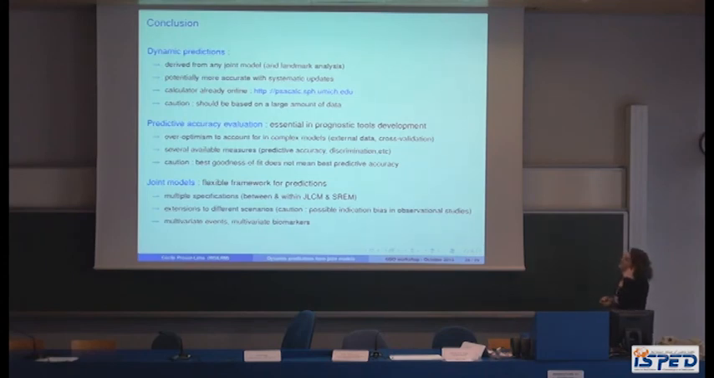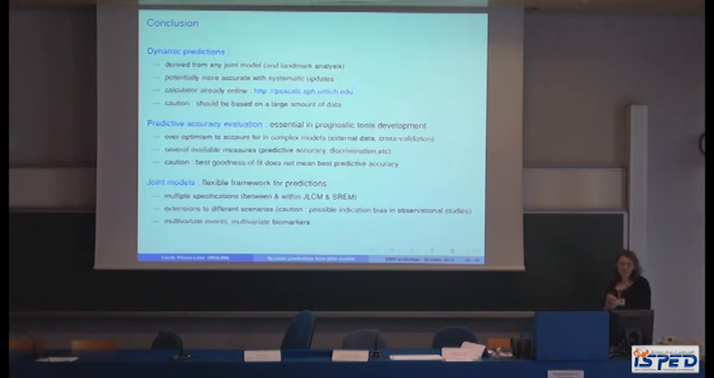I wanted just to give a caution here, which is that those dynamic predictions should be based on a large amount of data. I used an illustration of 459 subjects. That's not enough; it was just for an illustration. With those dynamic predictions, as usual, we really need to evaluate the predictive accuracy. And well, this is essential in any prognostic tool development. The problem of over-optimism is maybe really important in complex models. That's why we should either use the cross-validation technique on training data or use external data.